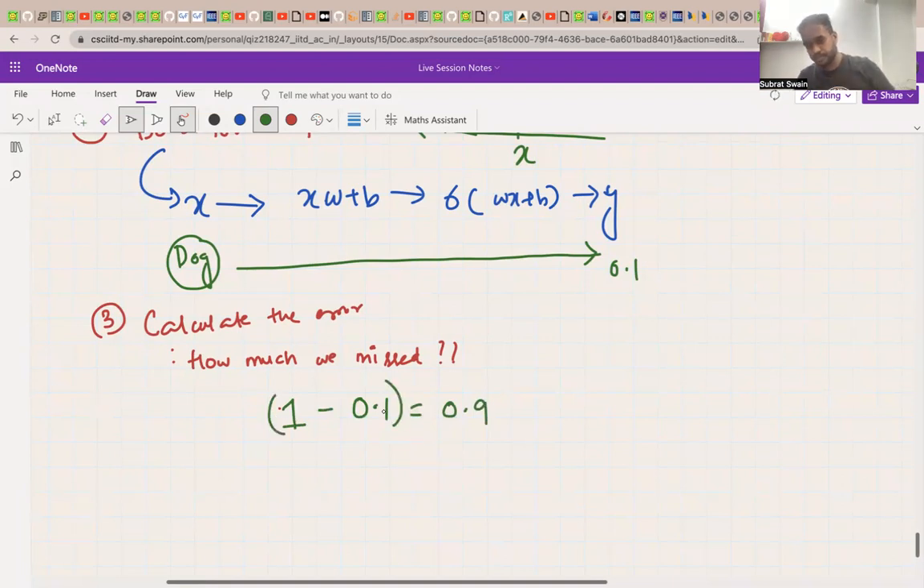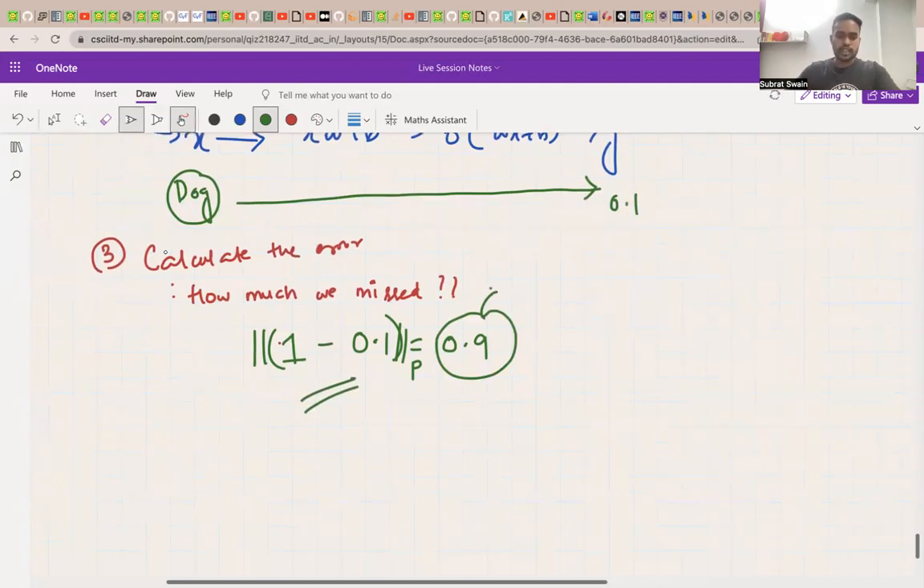It's clear, I just subtracted it. You can take an Lp norm of it, L2 or L1, any norm, but I just did a direct subtraction for simplicity. We missed by 0.9. So what should be our task? Our task is to find the W and B which will minimize this. Is this clear?